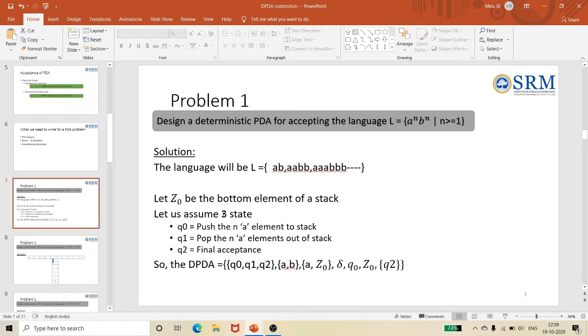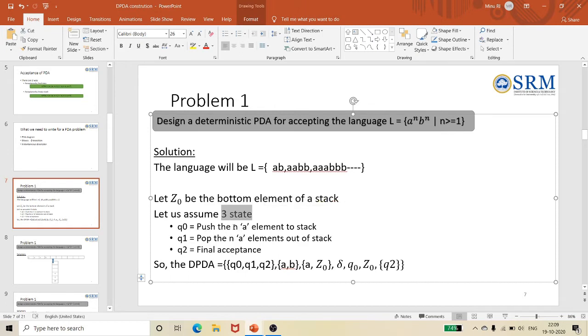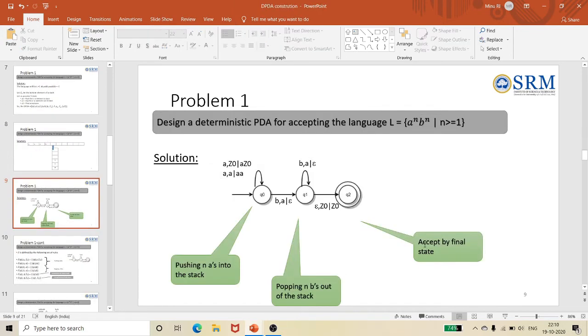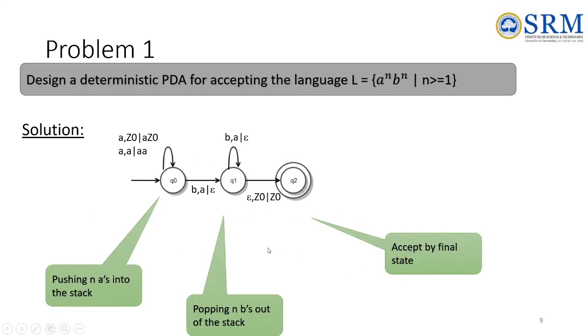Let my PDA have 3 states: Q0 pushing the N A's into the stack, Q1 popping the N A's out of the stack by reading the B's, and Q2 is my final state. So the tuple can be represented as: 3 states, 2 inputs, only A and Z0 will be pushed into my stack, delta, Q0 is the initial state, Z0, and Q2 is my final state. Okay, now let us see how to draw a PDA. See, this is how you can draw a PDA: Q0, Q1, Q2. This is my initial state and this is my final state.